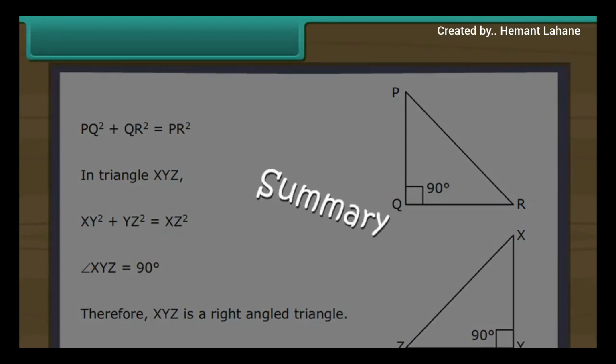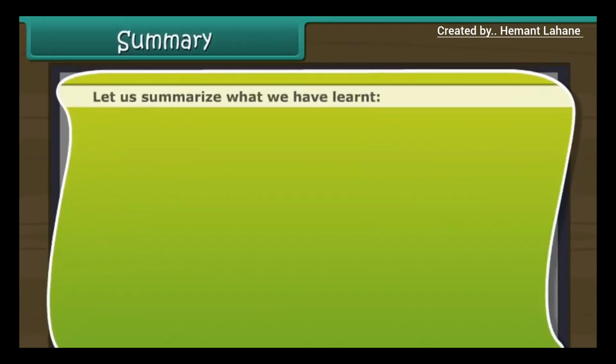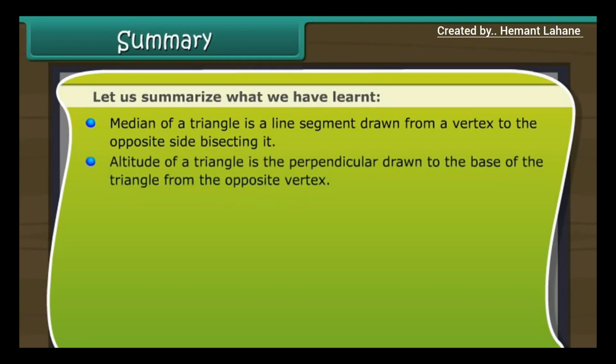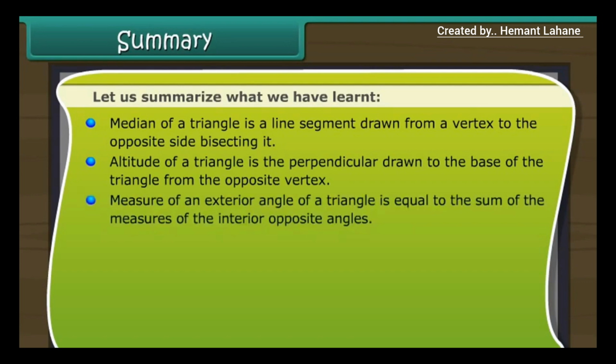Summary. Let us summarize what we have learned. Median of a triangle is a line segment drawn from a vertex to the opposite side, bisecting it. Altitude of a triangle is the perpendicular drawn to the base of the triangle from the opposite vertex. Measure of an exterior angle of a triangle is equal to the sum of the measures of the interior opposite angles.